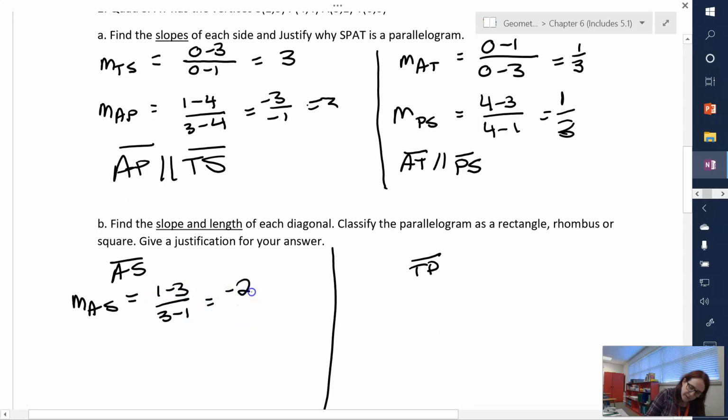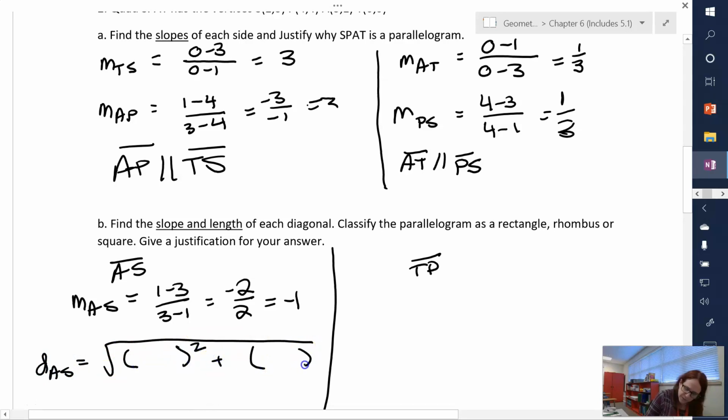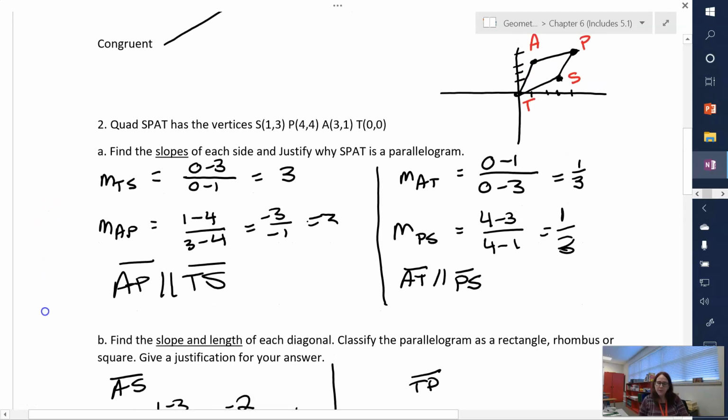So I get negative 2 over 2 equals negative 1. And now the length of AS, I'm just going to call this d sub AS. It's going to equal a big square root of parentheses squared plus parentheses squared, with minuses inside. And then remember, just make sure you subtract the y coordinates from the y and the x from the x.